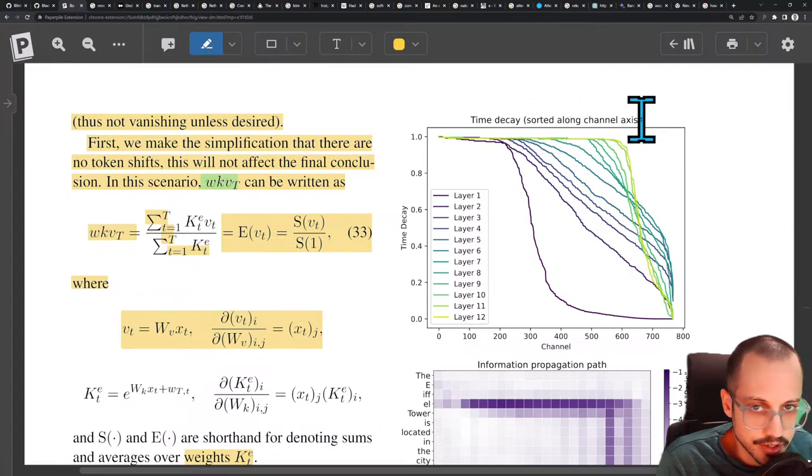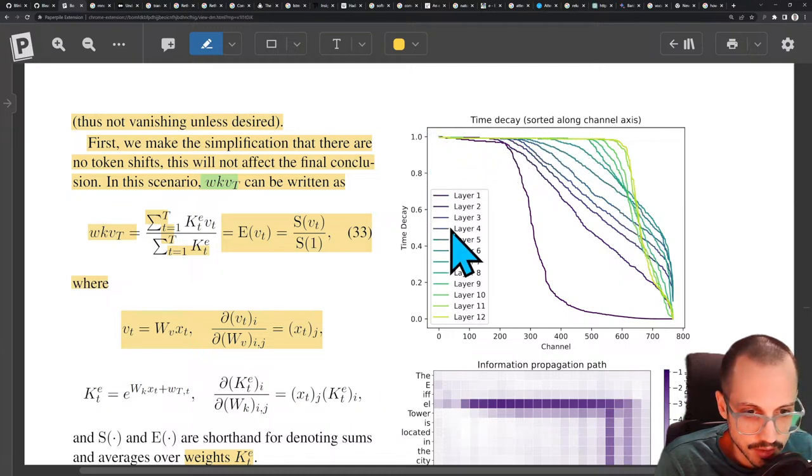Time decay sorted across the channel axis. Ooh, this is kind of cool. This is the layers of the network, right? And then it shows you how the time decay changes according to the channel. So in layer one, we have this kind of thing here.